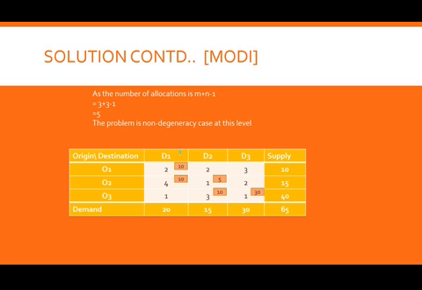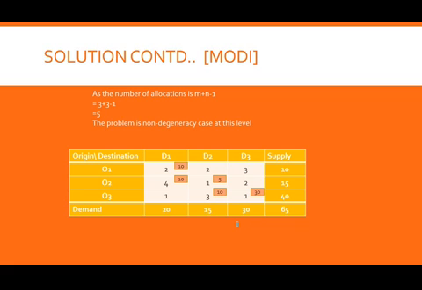Now check for the degeneracy case. How many allocations do you have? 1, 2, 3, 4, 5. I have 5 allocations. And how much am I supposed to have? M plus N minus 1. M is the number of rows. I have 3 rows. N is the number of columns. I have 3 columns. So 3 plus 3, 6. 6 minus 1 is 5. So I am supposed to have 5 allocations. I have 5 allocations. So the problem is in the non-degeneracy case at this particular stage. So go about optimizing it.